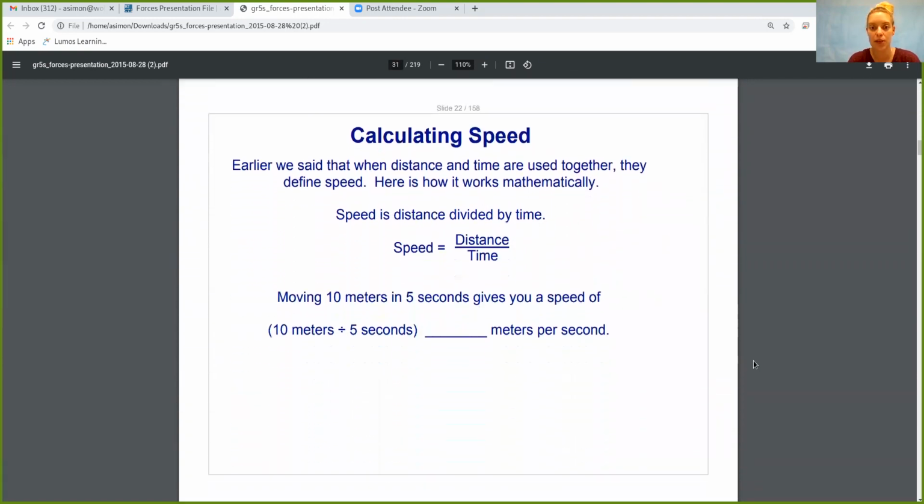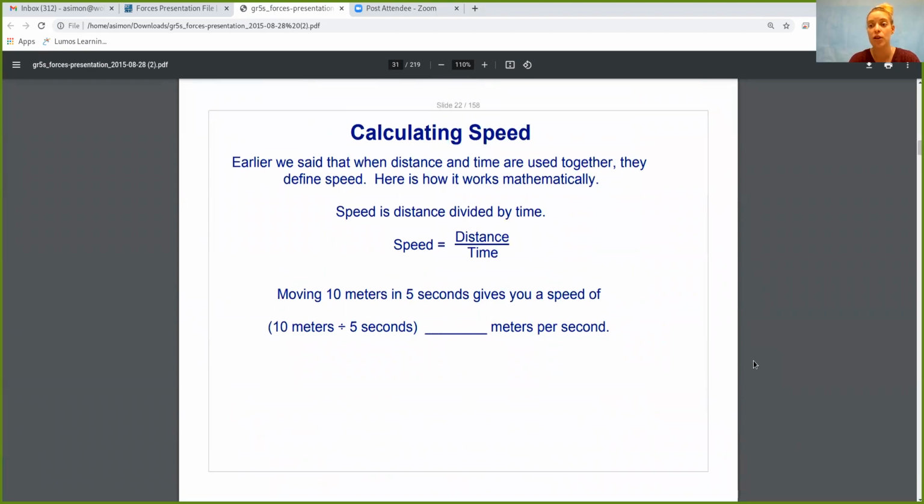So we can calculate speed. If we're given the distance and the time, we can calculate mathematically what the speed of something is going to be, because distance and time work together to calculate speed. Please go ahead and write this down, this formula is very important. Speed is distance divided by time. And obviously we know our fraction bar means divide, so it is written like this as an equation: speed equals distance over time. Speed is distance divided by time.